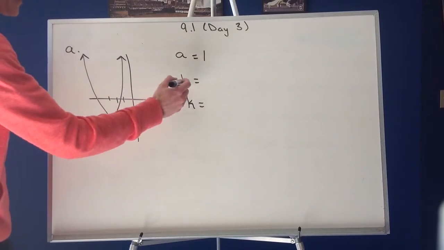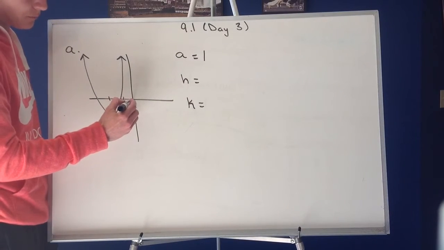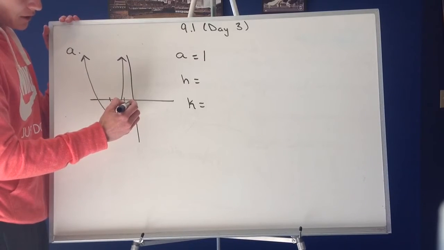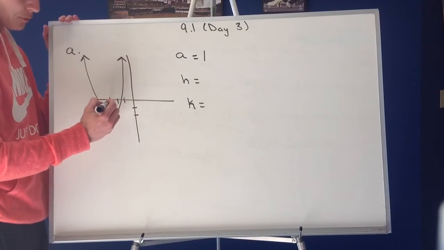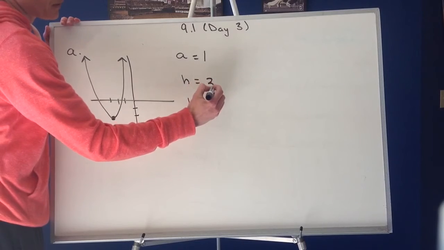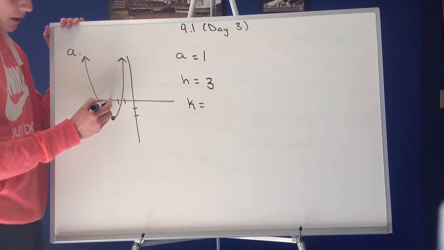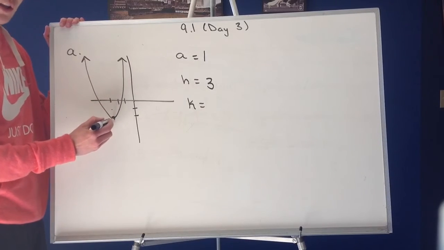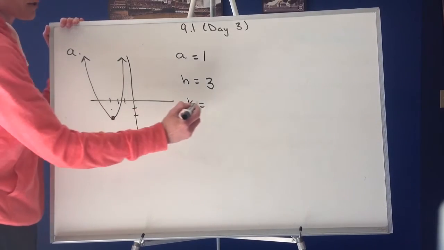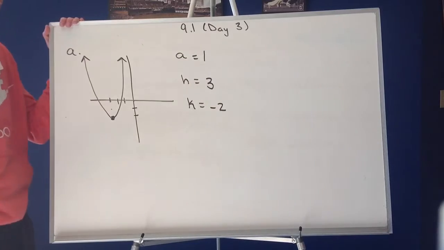For your H, that's how much we went left or right. We always go from our 0, 0. So if I look at this one, I ended up going left 3. Left 3 would be a positive 3. For my K, it's how many I go up or down. So I went down 2 to get to the vertex. So that means my K would be a negative 2.